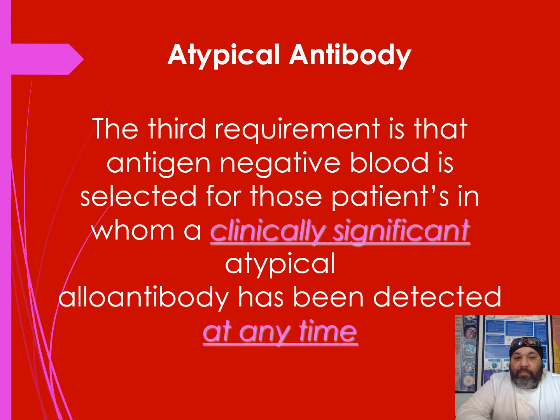Now, I'm going to talk a little bit about atypical antibodies. The third requirement is that antigen-negative blood is selected for those patients in whom a clinically significant atypical alloantibody has been detected at any time. I'll say that again: one of the other requirements is that antigen-negative blood is selected for patients in whom a clinically significant atypical alloantibody has been detected.